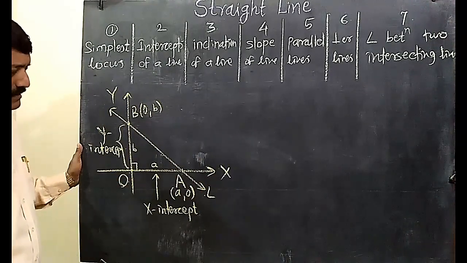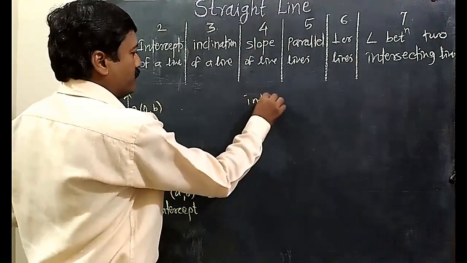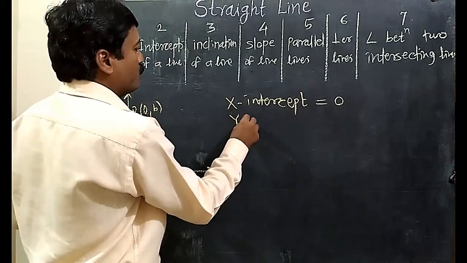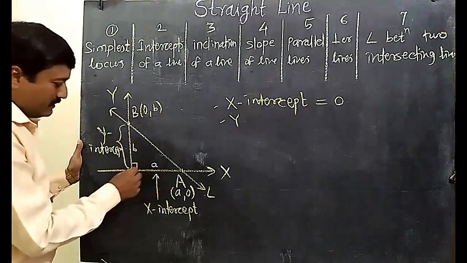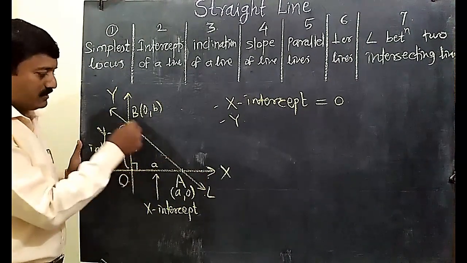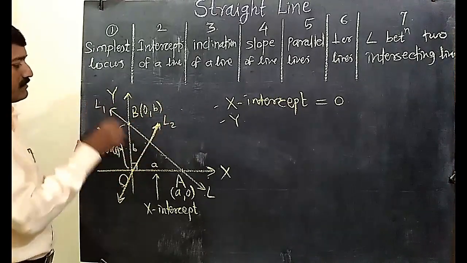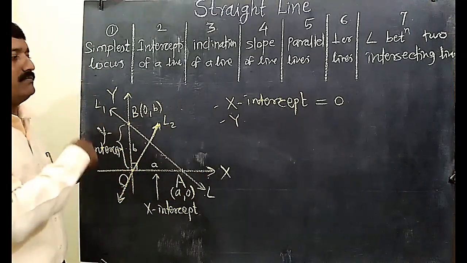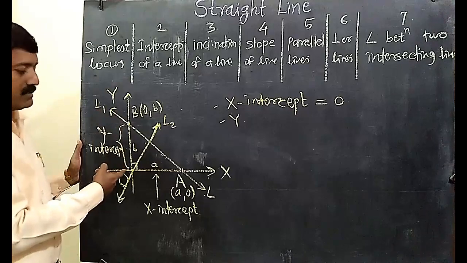Then can we think that whether this intercept is 0? Yes, this intercept may be equal to 0. It may be x-intercept or y-intercept. It may be 0. How? Because if line passes through origin, then the point of intersection of line and x-axis is origin. So distance of origin from origin is 0. So if line passes through origin, suppose line is like this, then the intercept made by this line L2 with x-axis is 0 and with y-axis also 0. Whenever line makes intercept with x-axis 0, means it passes through origin, then its y-intercept is also 0.